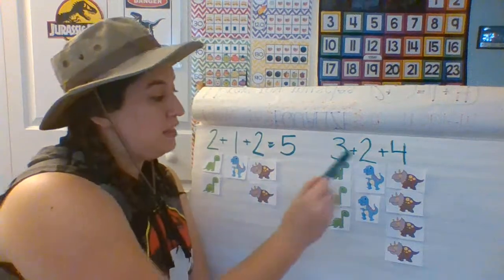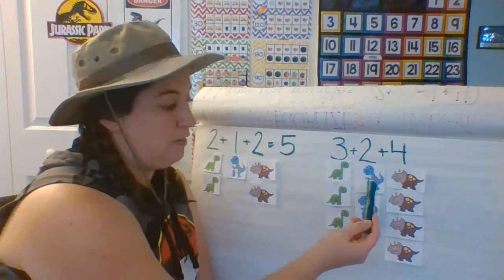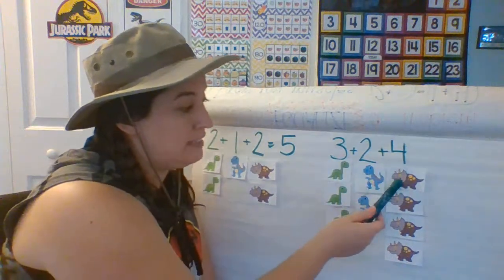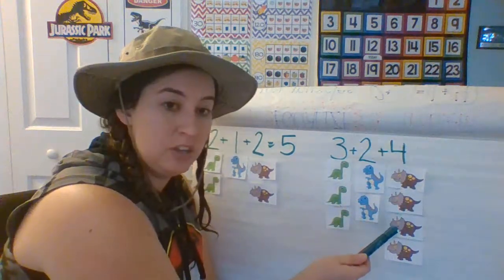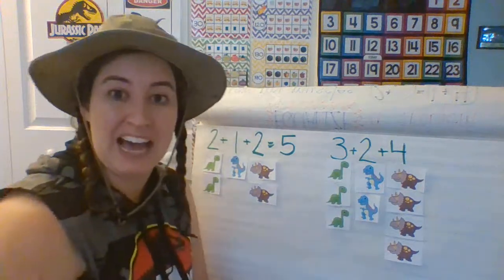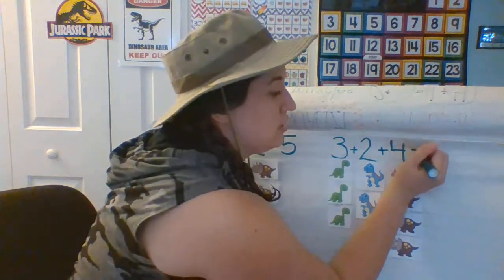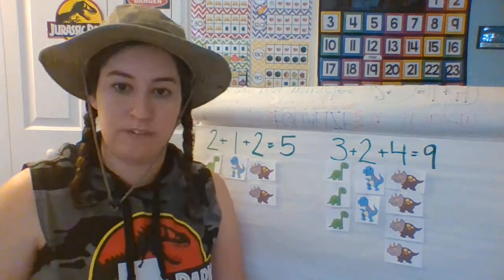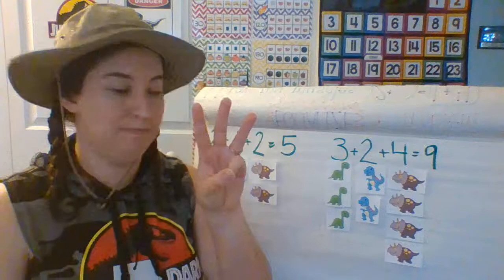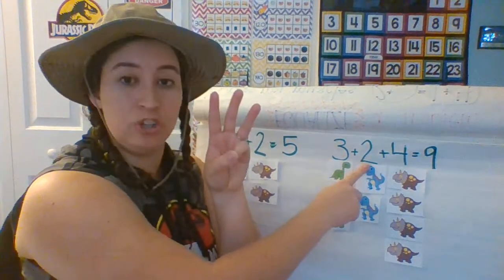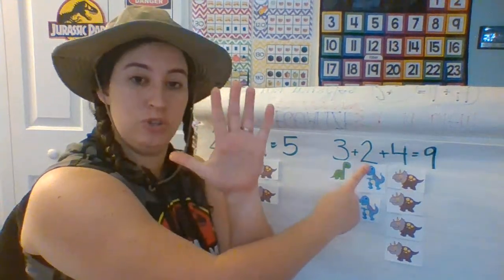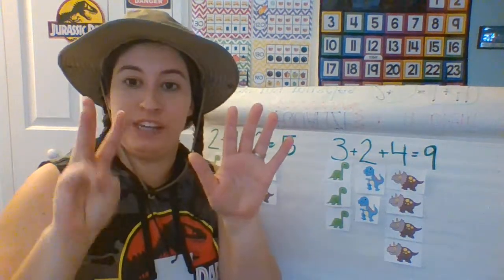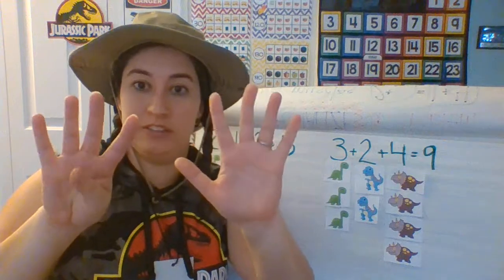So we have 3 plus 2, 1, 2, 3, 4, 5, plus 4 more, 6, 7, 8, 9. So we have how many dinosaurs? 9. Let's do it on our fingers real fast. We started with 3. We added 2. So 1, 2. Then we added 4. 1, 2, 3, 4, equaling 9.